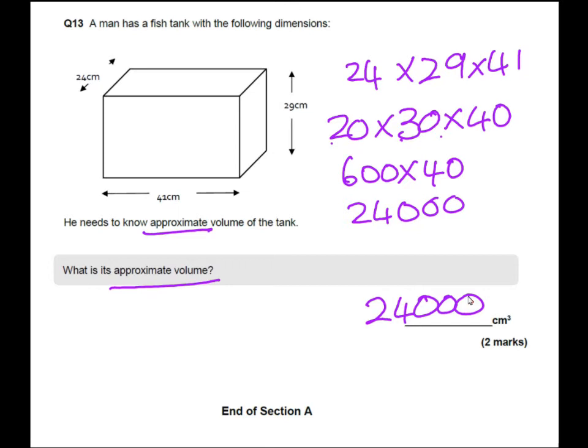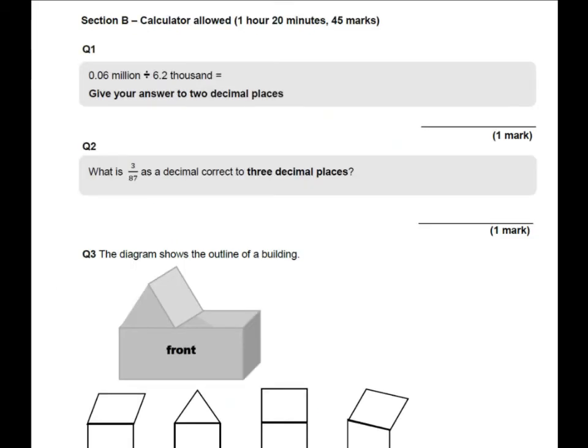That's the end of section A for practice paper 5. Now let's do section B, where we're allowed to use our calculators. We have 1 hour and 20 minutes and there are 45 marks available.